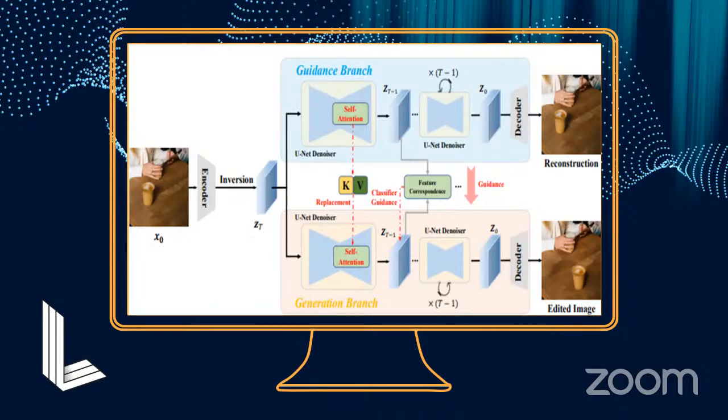This is the architecture of DragonDiffusion. It uses a guidance and a generation branch. The guidance branch is the usual diffusion model, whereas the generation branch is responsible for the editing of the image.